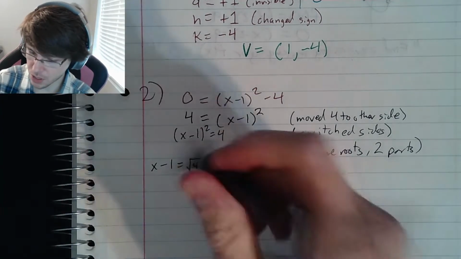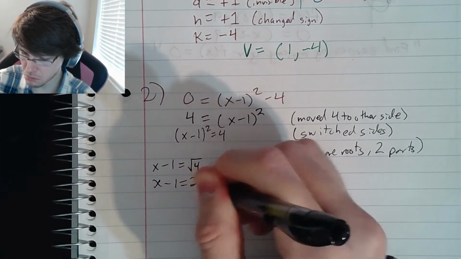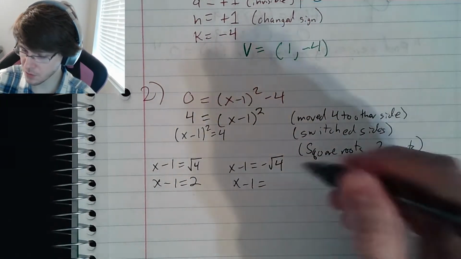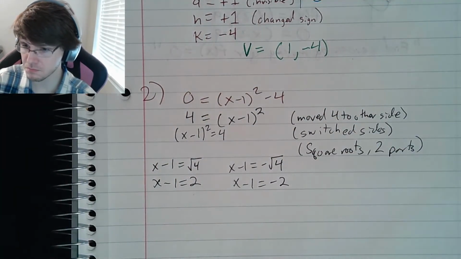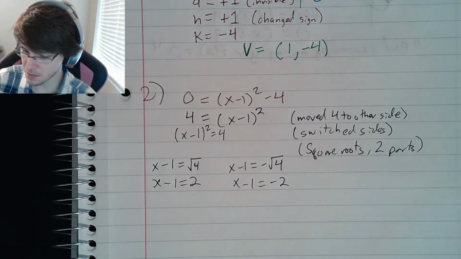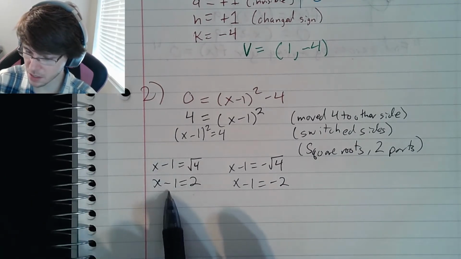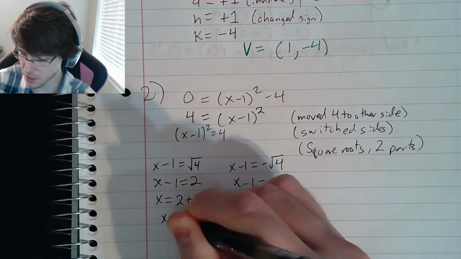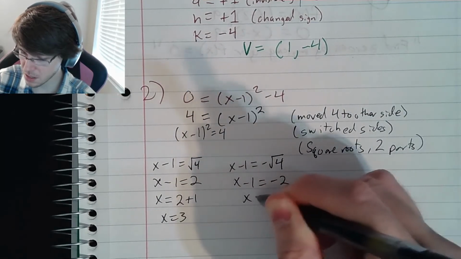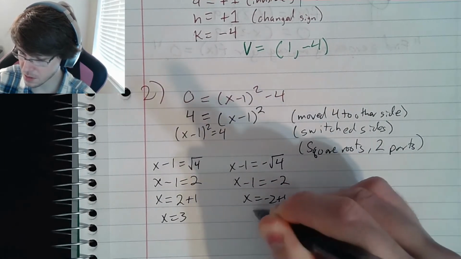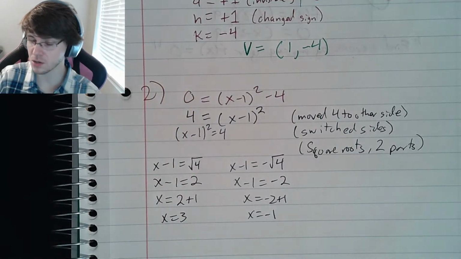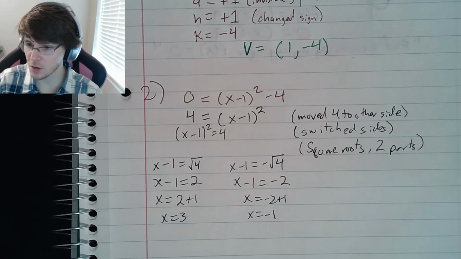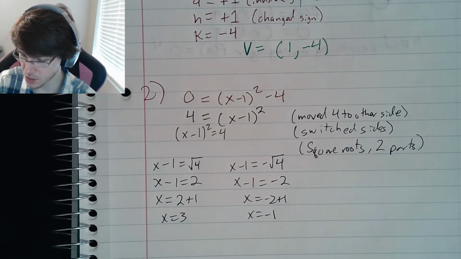The square root of 4 is 2. Negative square root of 4 is negative 2. And then you just got to add 1 to both sides. So if I take that negative 1 and move it over there, it becomes a positive 1, and therefore x equals 3. And we got negative 2 plus 1, and therefore x equals negative 1. And again, you can use your calculator, your Wolfram Alpha, whatever you want to help you with these questions here.